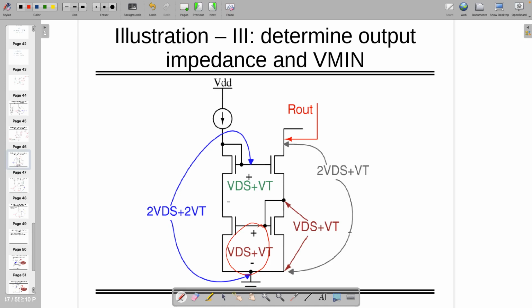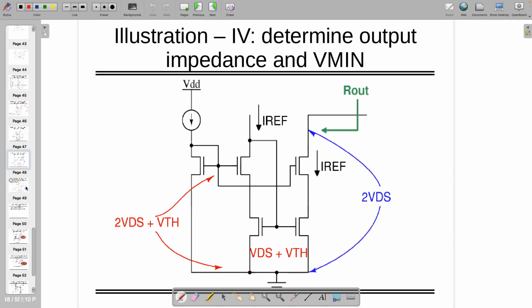So you have to tune this. This is with respect to ground. So there might be two answers: two VDS plus VT or two VDS, right? So any one of them you can use. Okay. So another topology. This is generally self-biased topology, right? It is also one of the, already I gave the answer here.